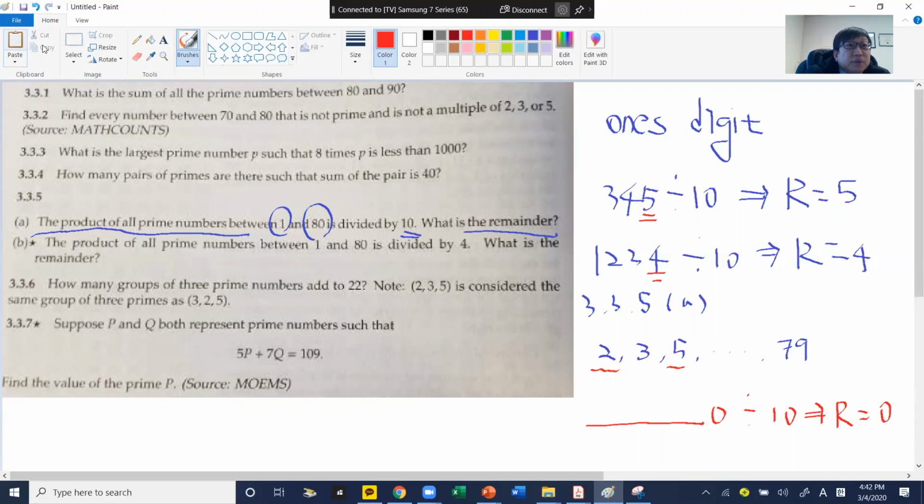And what is next? Divided by 4. They just want to find the product of the prime numbers, but they want it divided by 4, right? So how can you check the divisibility of 4? You just check the last 2 digits, right? You understand me? So you need to consider the last 2 digits.